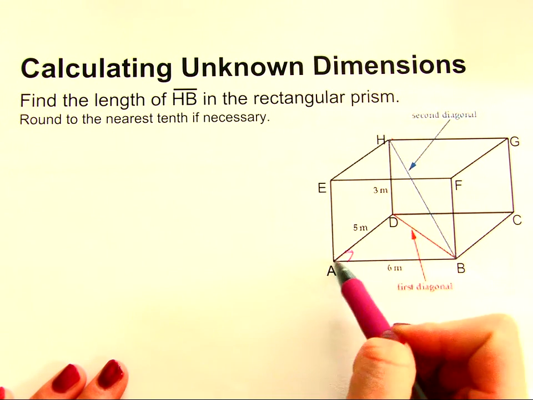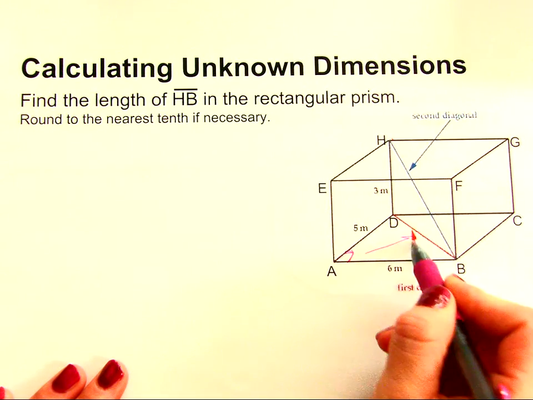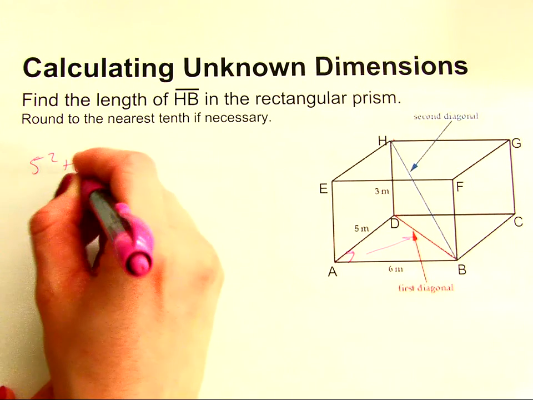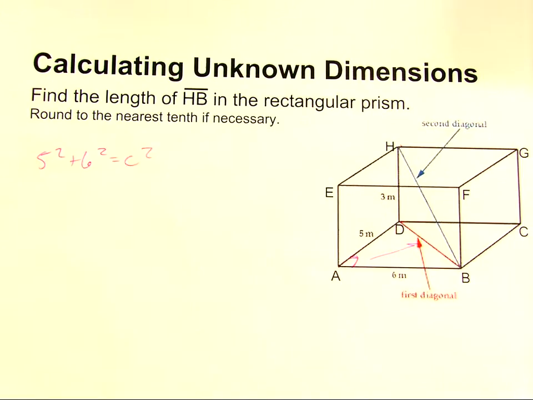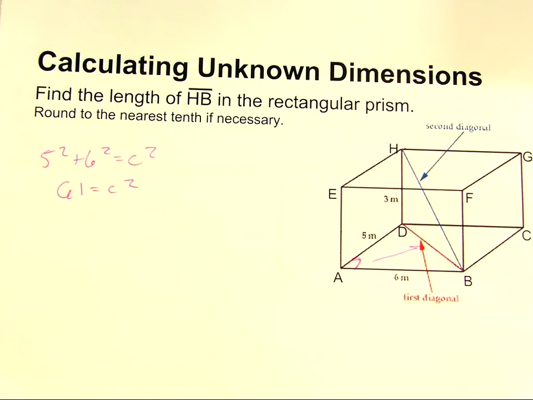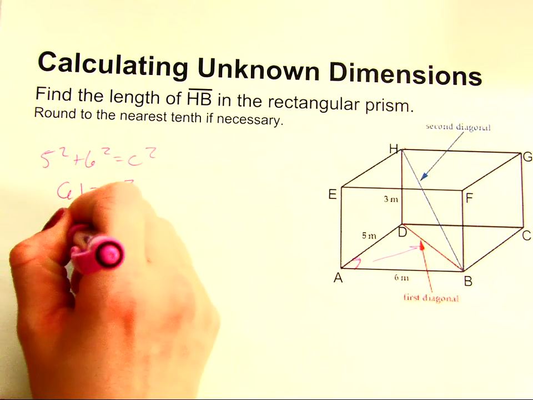Okay, we got our first triangle here, so we're trying to find that red diagonal. So that's 5 squared plus 6 squared is equal to c squared. 61. Square root of 61, 7.8.